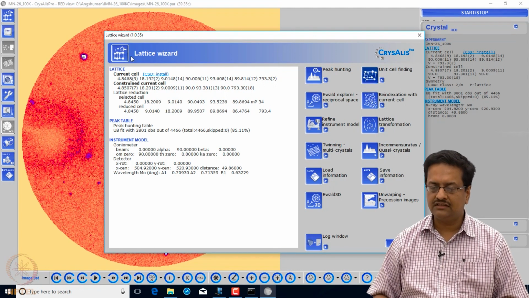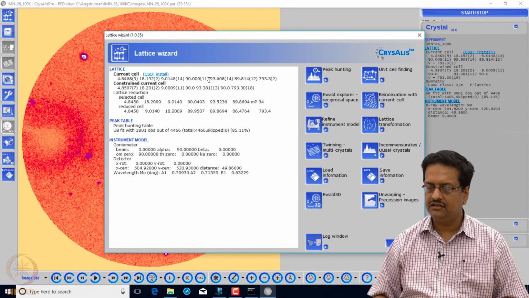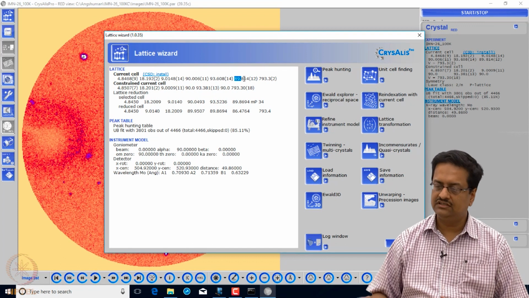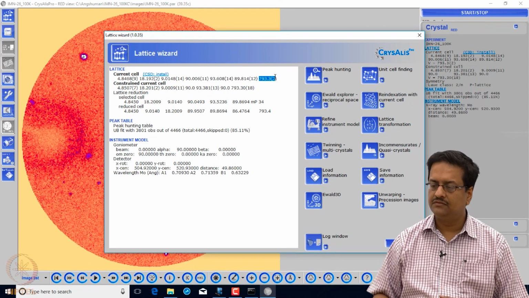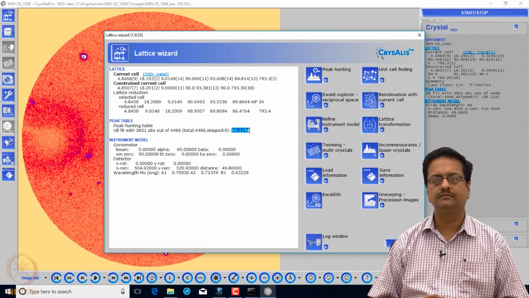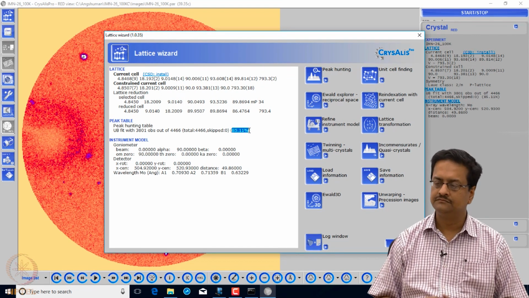So here what we can see is that the solution that it has given has unit cell 4, 18, 9 with 90, 93 and 89.8, which means it is probably a monoclinic unit cell with a volume of 796 cubic angstrom, and then it says that about 80%, 85% of the reflections are indexed.